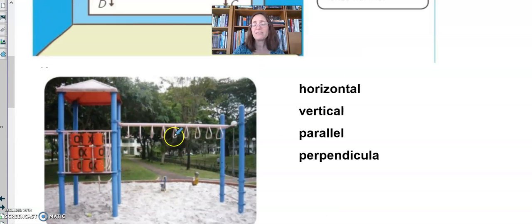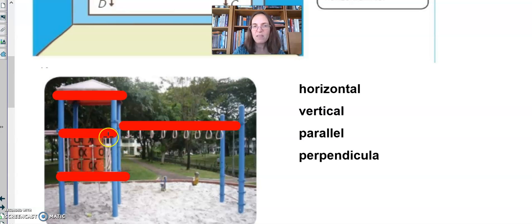So this picture is of a playground. And where can we see lines that are horizontal? I'm going to choose red for that. I see one here, I see one here, I see one here. And if they want this play structure to stand upright, they're going to have a lot of horizontal lines, because you could think of the horizon as matching gravity. There's something to think about.